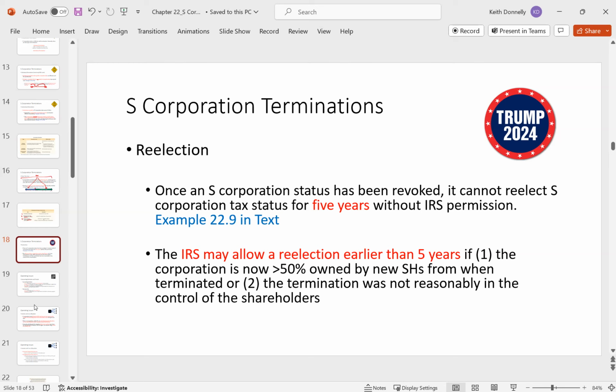Now there is an exception here. Sometimes you can get below that 5-year window if you have new shareholders where the original termination wasn't reasonably in the control of the shareholders. But overall, if your S Corp goes down and is terminated, you can't be an S Corp again for 5 years. So that's the idea with it.